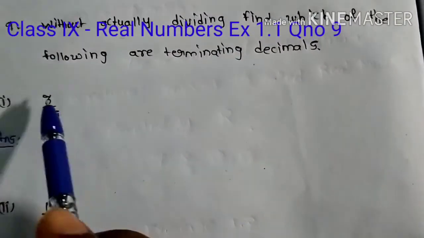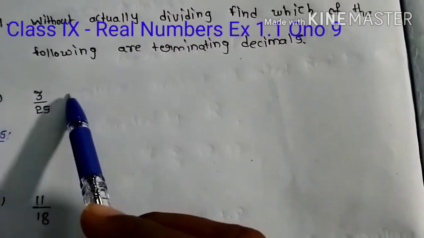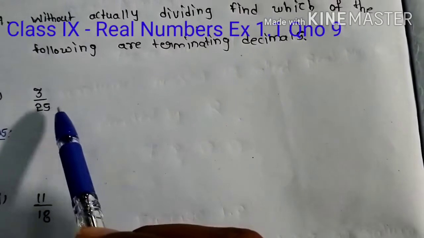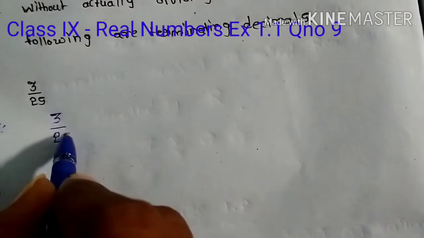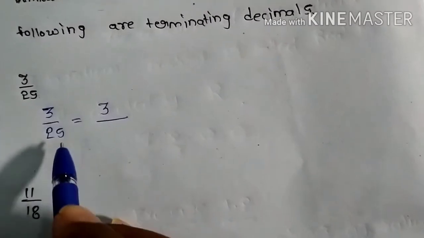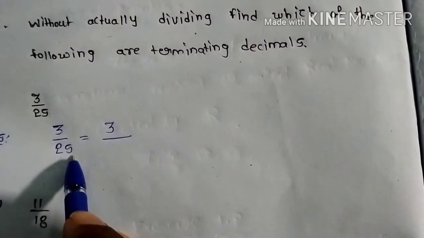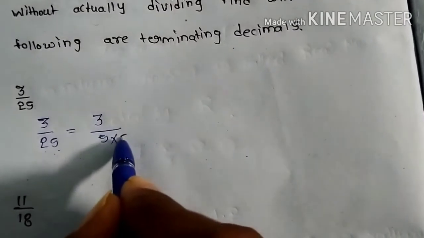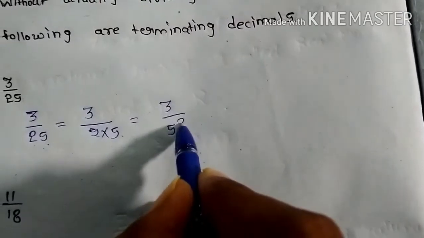How can we do it? Just see here, 3 by 25. In this 3 by 25, 3 is the numerator and 25 is the denominator. Yes or no? I am writing part C here, 3 by 25. You can check only the denominator. 25 can be expressed as 5 into 5. 5 fives are how much? 25. That means can I write here 5 into 5? Yes.